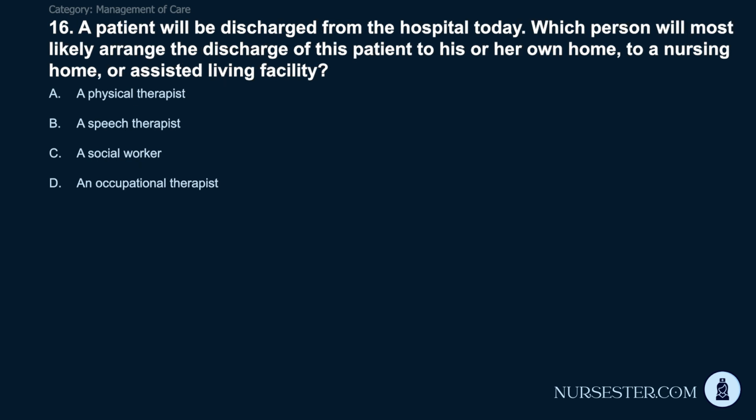16. A patient will be discharged from the hospital today. Which person will most likely arrange the discharge of this patient to his or her own home, to a nursing home, or assisted living facility? A. A physical therapist. B. A speech therapist. C. A social worker. D. An occupational therapist. Correct answer, C.